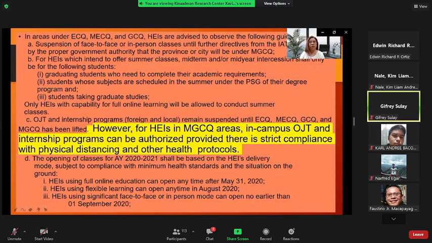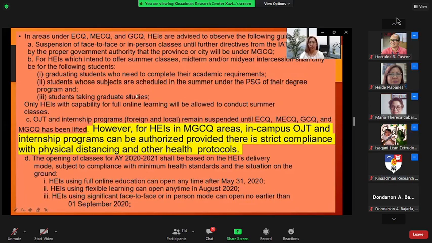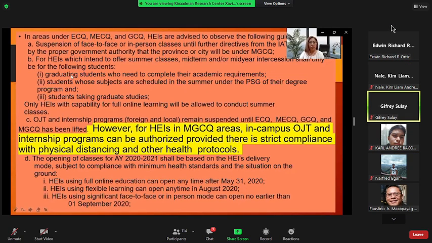The advisory says that in areas under ECQ, MECQ, and GCQ, HEIs are advised to observe the following guidelines. Graduating students who need to complete the academic requirements, students whose subjects are scheduled in the summer, students taking graduate studies. So even the graduate studies are included in this Advisory Number 7. Let me move on to letter C. OJT and internship programs, foreign and local, remain suspended until ECQ, MECQ, GCQ, and MGCQ have been lifted. But I will focus on this one.